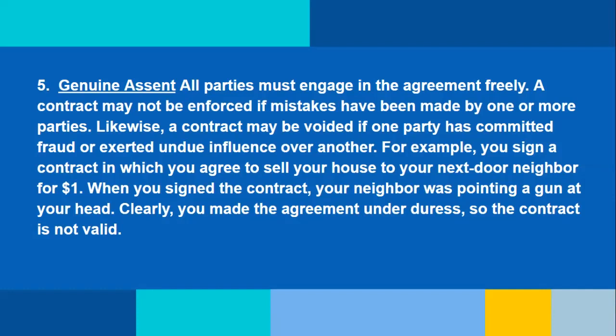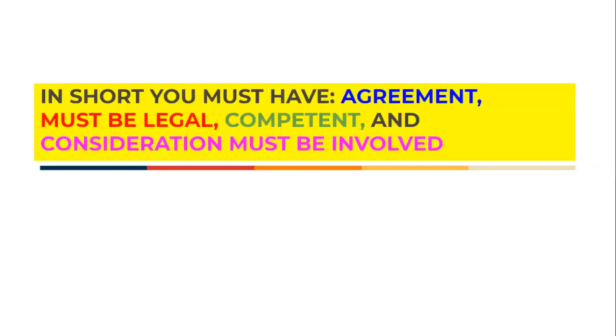For example, you sign a contract in which you agree to sell your house to your next door neighbor for $1. When you signed the contract, your neighbor was pointing a gun at your head. Clearly, you made the agreement under duress, so the contract is not valid. In short, you must have agreement, it must be legal, the parties must be competent, and consideration must be involved.